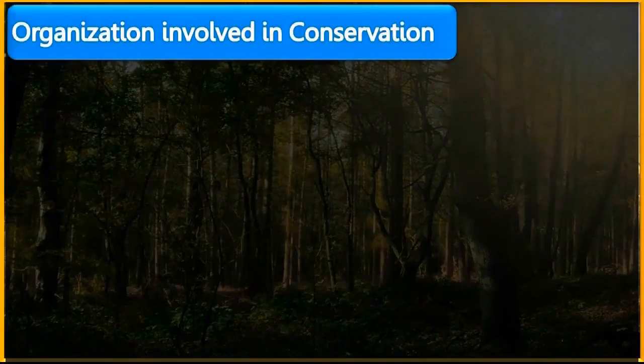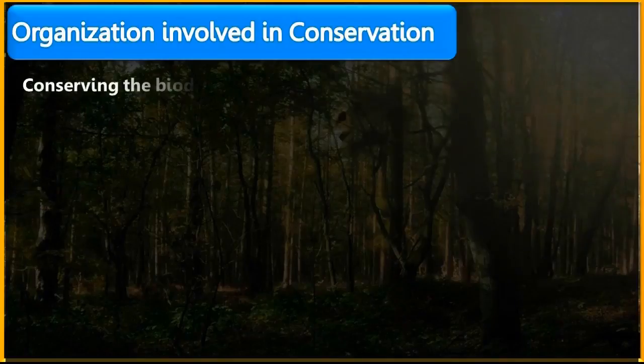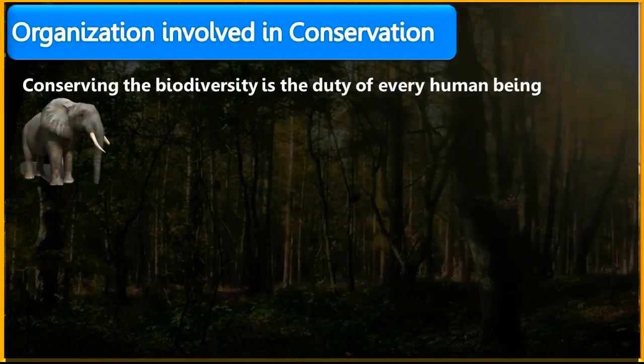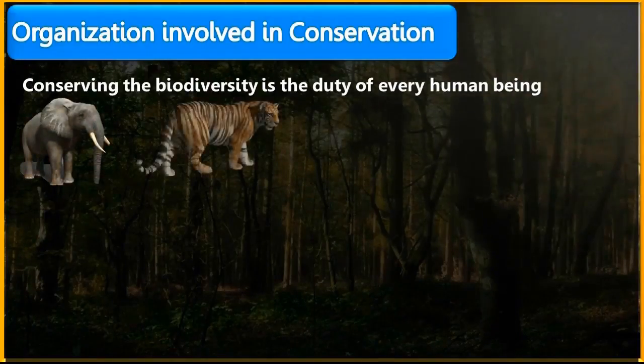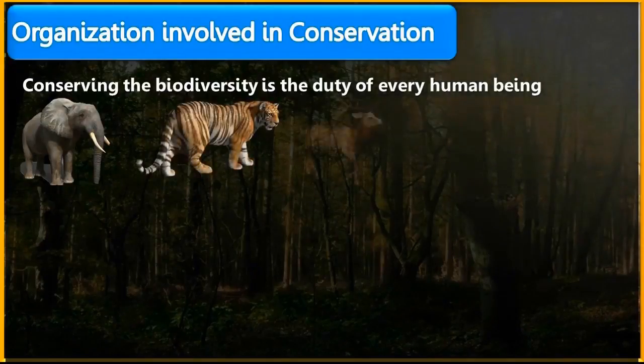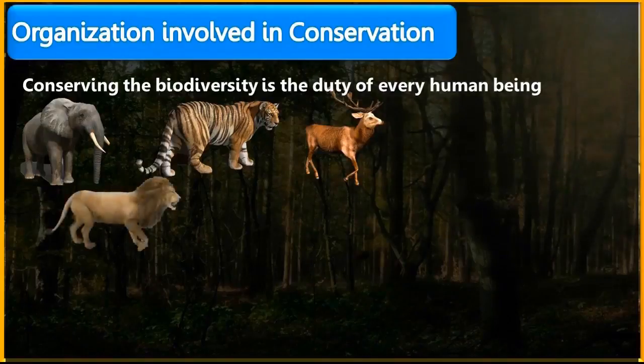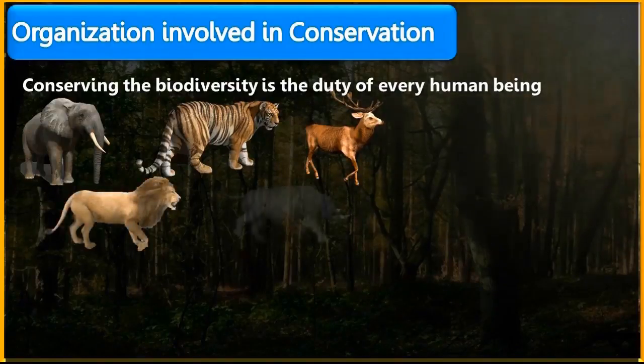Organizations involved in conservation. Conserving biodiversity is the duty of every human being. To promote conservation, government and non-government organizations at the international, national, and local levels are constantly organizing awareness programs and issuing rules and regulations to protect forests and wildlife.